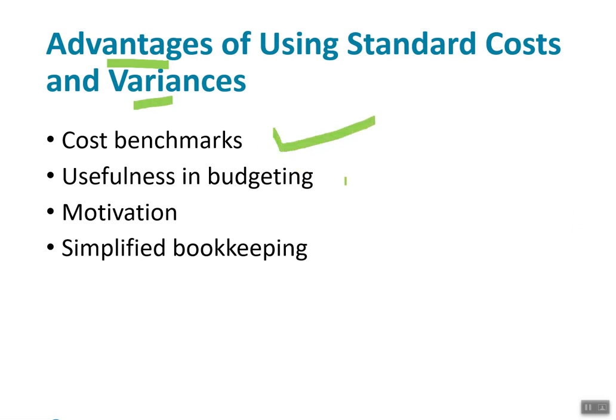All right, so the advantages of using standard costs and variances, well, you can have benchmarks. Okay, again, a standard cost is a budget for 1 unit. So you can benchmark each of your products and how much they should cost to make. So this becomes very useful in budgeting. It also gives motivation to those different supervisors that we looked at previously, because they're obviously going to want to have favorable variances. And it can simplify bookkeeping when you see the journal entries that we use later on in the chapter.